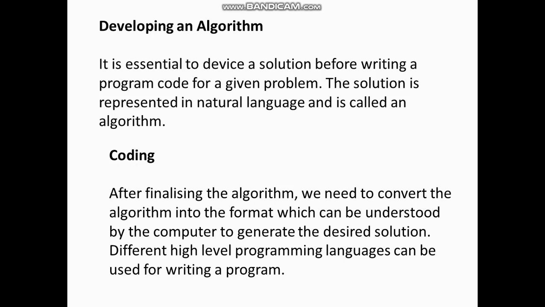Coding is nothing but looking at the algorithm and, based on the language you like, it may be C or C++ or Java, whatever language you are familiar with, you can use that programming language to write a program code based on the algorithm that you have designed. So this is the third stage, what you call coding.